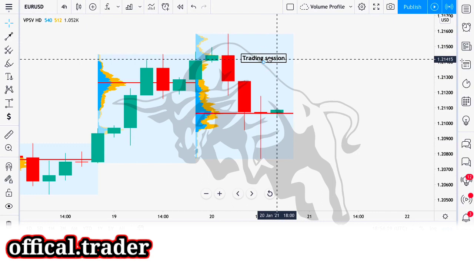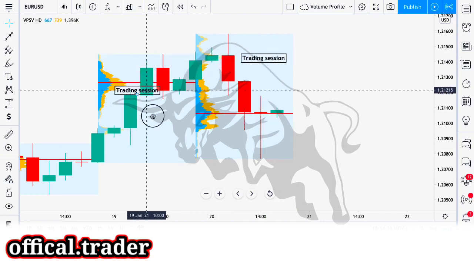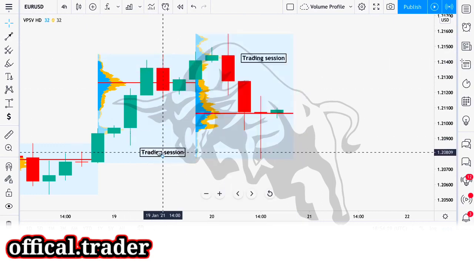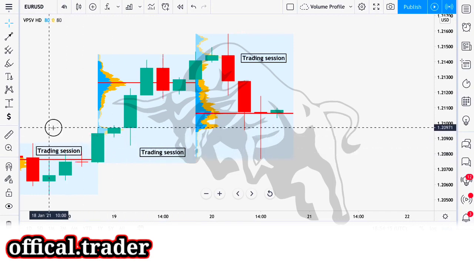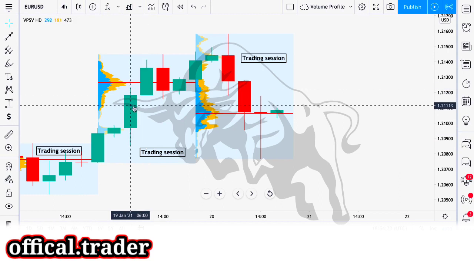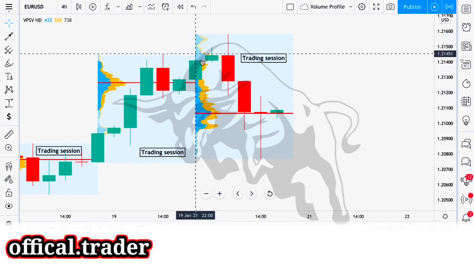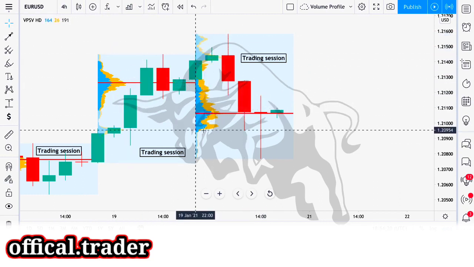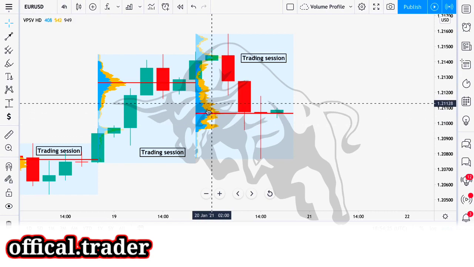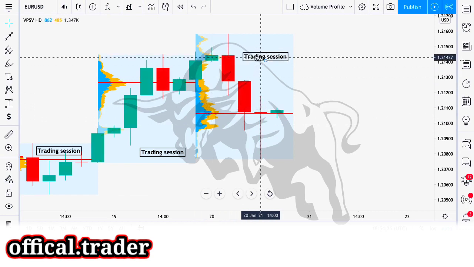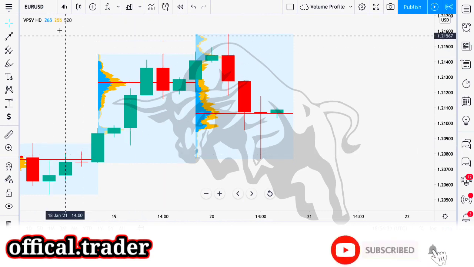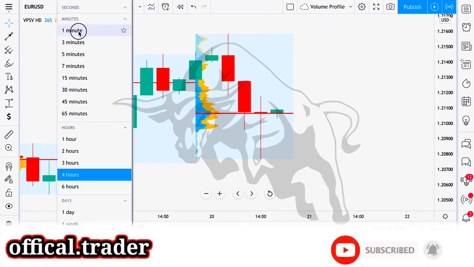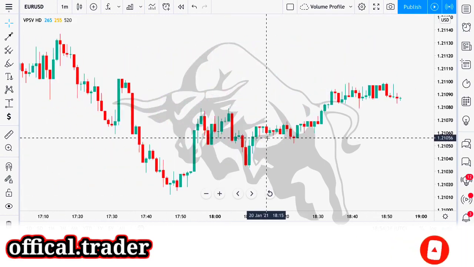This is another trading session. So you get what we're saying? And then, of course, this is another trading session. So each blue area is a trading session, and these volume profiles are telling you where the most trading happened at a price level within this session. Okay, so if you really wanted to do some short-term trading, maybe you'd go all the way down to a 1-minute chart. Remember, just for entertainment and educational purposes.